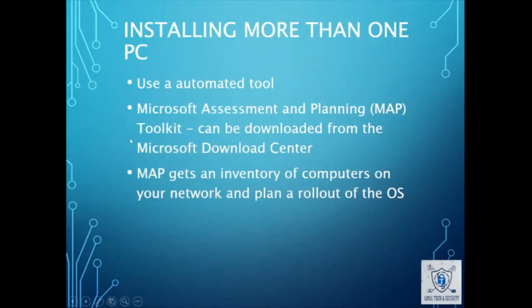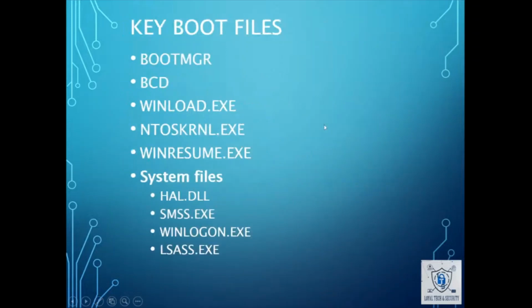Installing more than one PC, use an automated tool, Microsoft Assessment and Planning, which is MAP. Toolkit can be downloaded from the Microsoft Download Center. MAP gets an inventory of computers on your network and plans a rollout for the OS. ये MAP पहले use करते थे, it's not used as much. But what it would do, it would आपके network को scan करके आपके सारे computers की inventory वो बता देता था आपको before you do the upgrade.